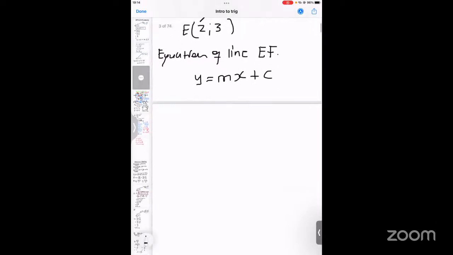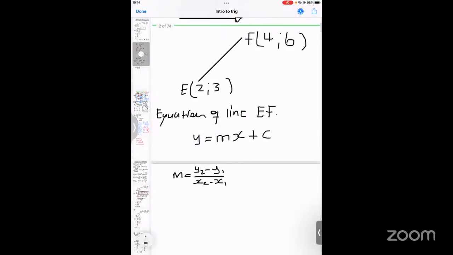You will always start with m, my m being the gradient. The formula says y2 minus y1 over x2 minus x1, which means you will need to decide which one is your x1, which one is your x2, y1, y2. So how do I decide? It is based on the letters. Between letter E and letter F, which letter comes first is letter E. So that means this is my x1, y1, and this is x2, y2.